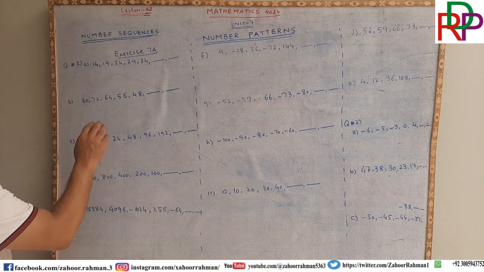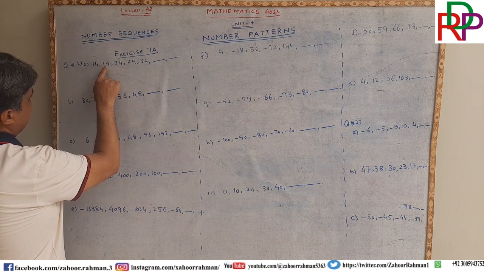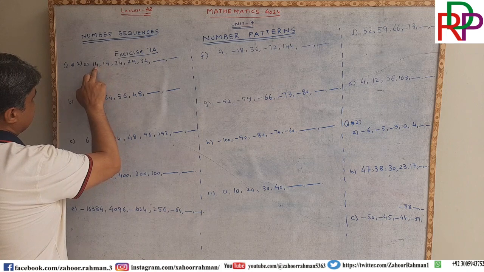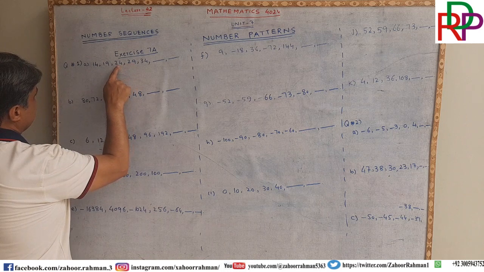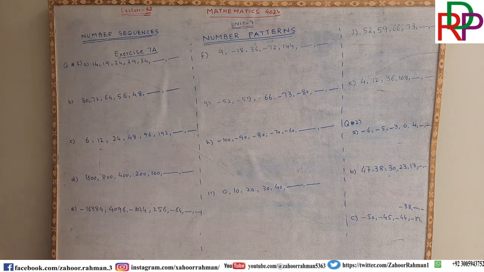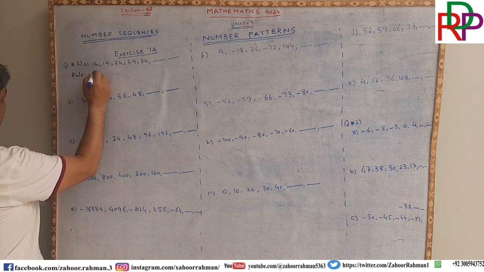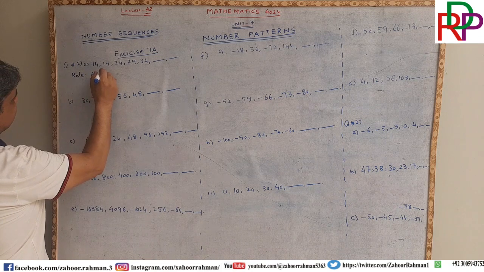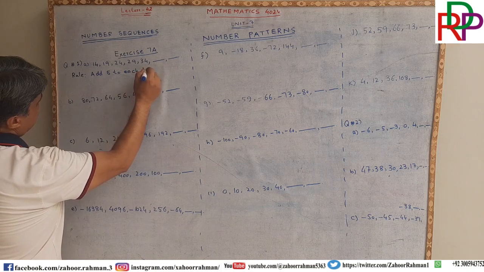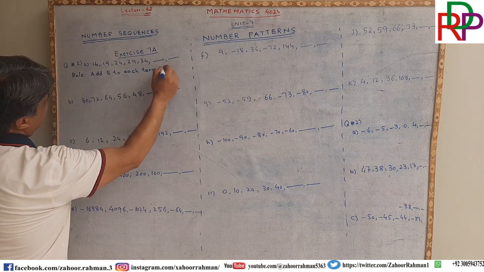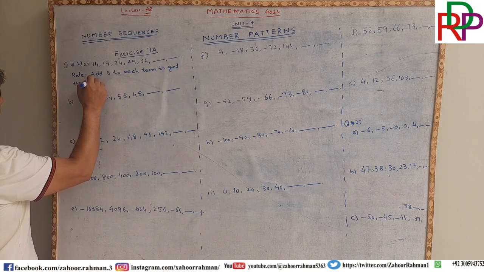Now, looking at this sequence, we have 14 and 19. What is the difference between the two? 19 minus 14 is 5. 24 minus 19 is 5. 29 minus 24 is 5. So it means that 5 is added. So you have to write the rule: add 5 to each term to get the next term.